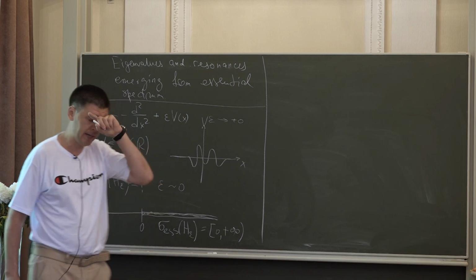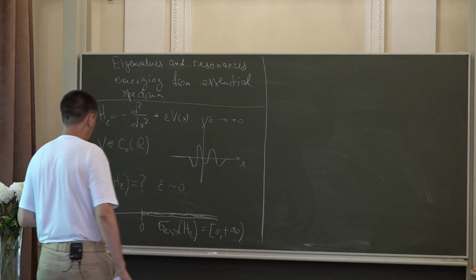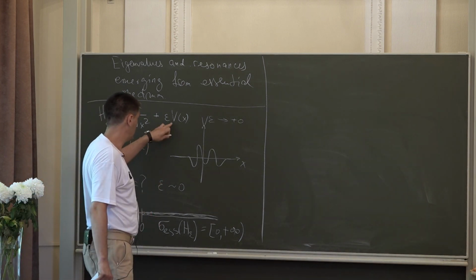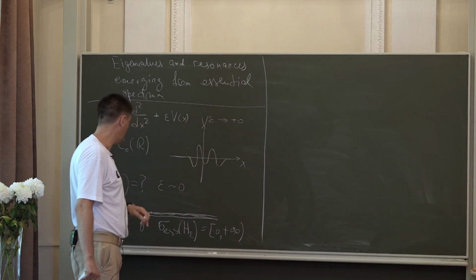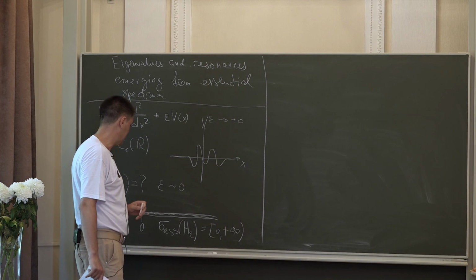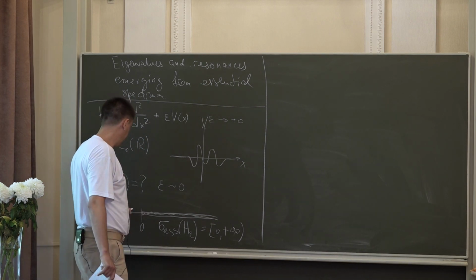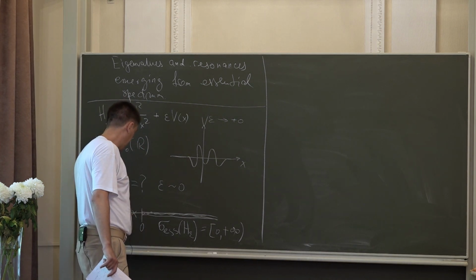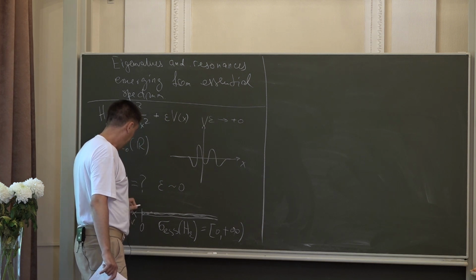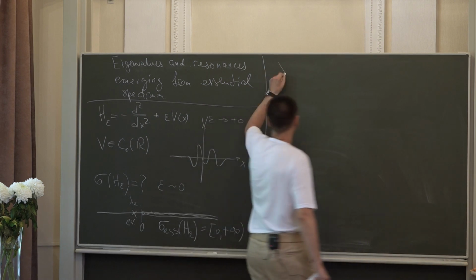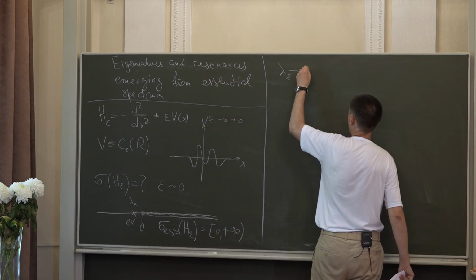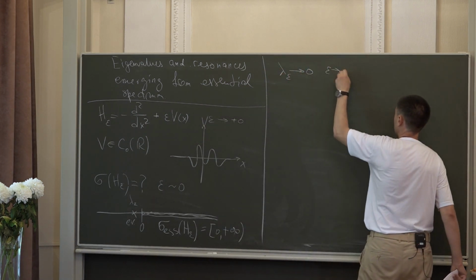And the main effect says that as soon as we turn on the potential, and as soon as epsilon is non-zero and V is also non-zero, quite often we can have an eigenvalue here. There can be an eigenvalue. And if it's lambda epsilon, then its main feature is that it goes to 0 as epsilon goes to 0.